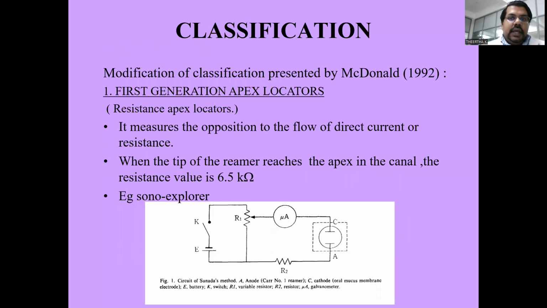Classification. The first generation of apex locators, presented by McDonald in 1992, were working on the principle of resistance. It measures the opposition to the flow of direct current, or resistance. When the tip of the reamer reaches the apex in the canal, the resistance value is 6.5. An example of the first generation apex locator is the Sono Explorer.